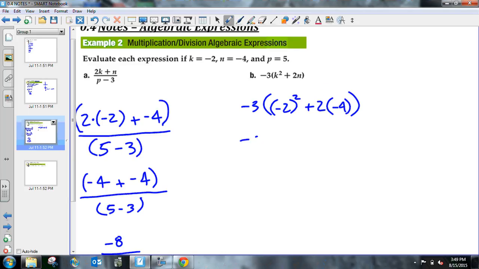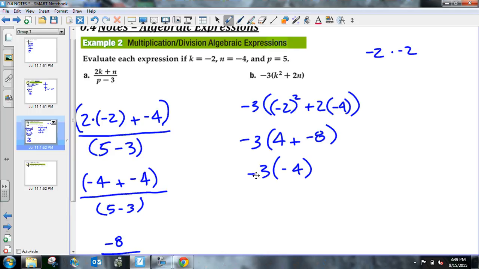Okay, so I'm going to do negative 3 parentheses, negative 2 squared. So that's negative 2 times negative 2. Negative times a negative is a positive, so I'm going to get 2 times 2, which is 4. So I get 4, and then plus, I'm going to do this, 2 times negative 4, which gives me negative 8. Parentheses. So I need to do what's inside the parentheses first before I multiply by negative 3. You could also distribute the negative 3, so there's multiple ways of doing this. It just kind of depends on what you see and what you want to do. Okay, so I'm going to do what's inside the parentheses first. So I've got 4 plus negative 8. That's like 4 minus 8, which gives me negative 4.